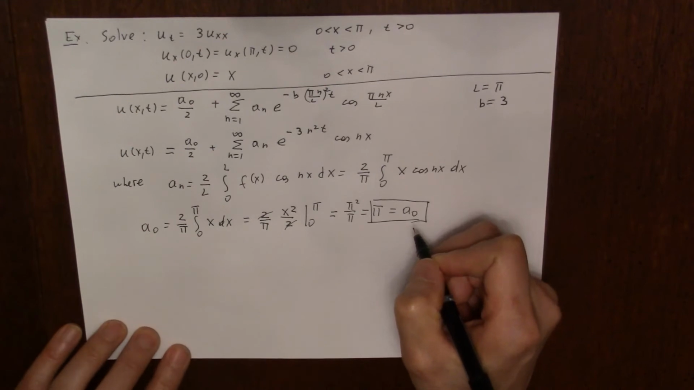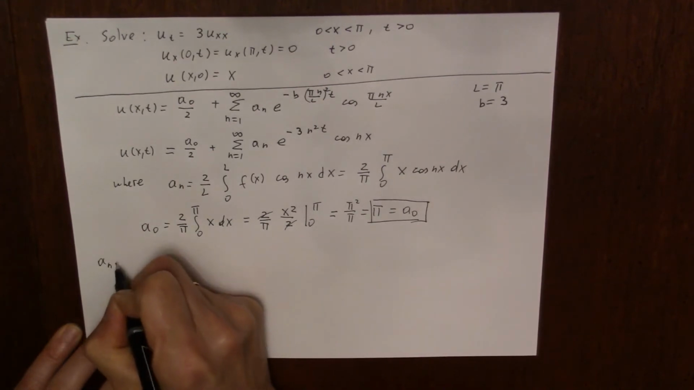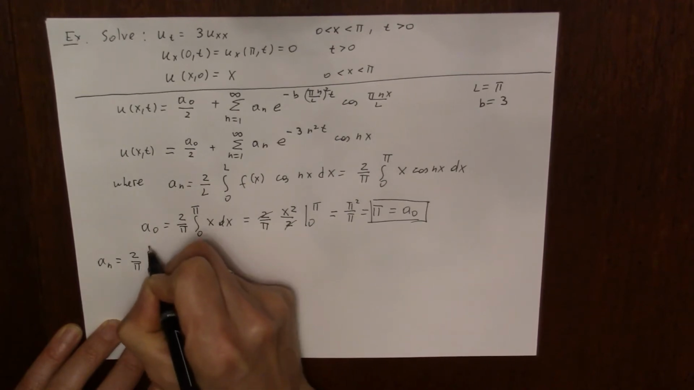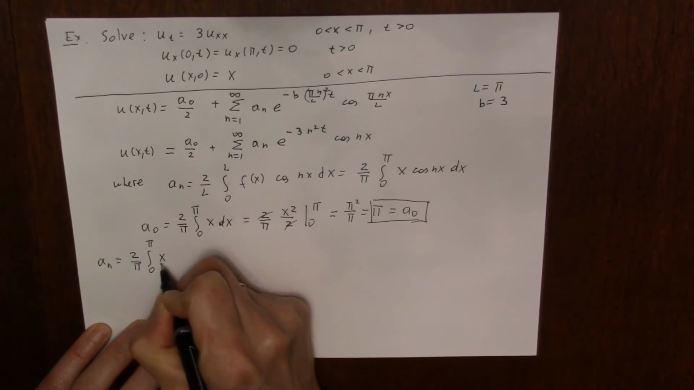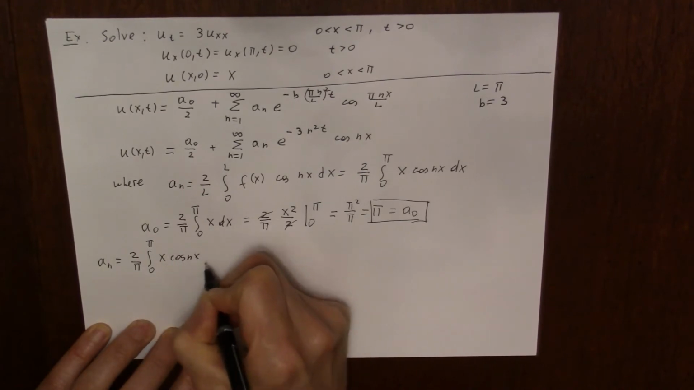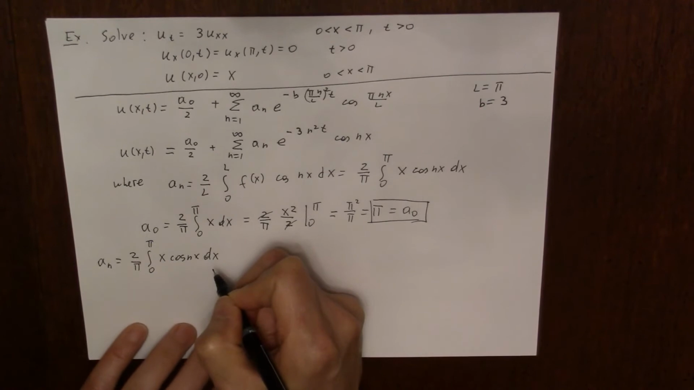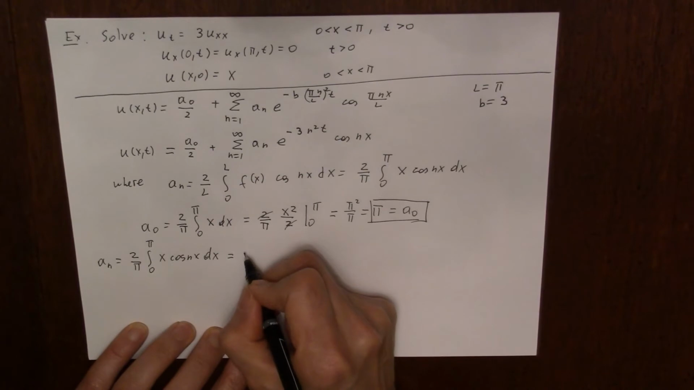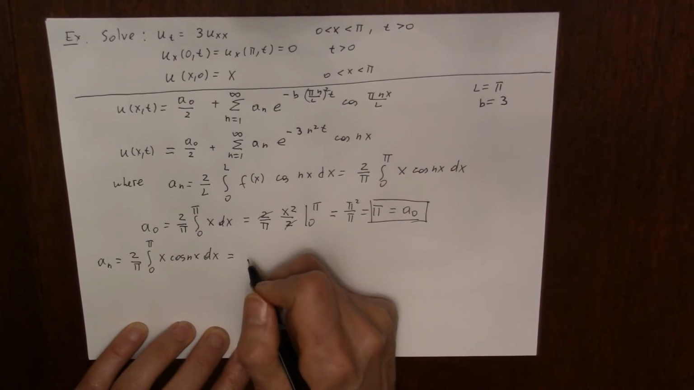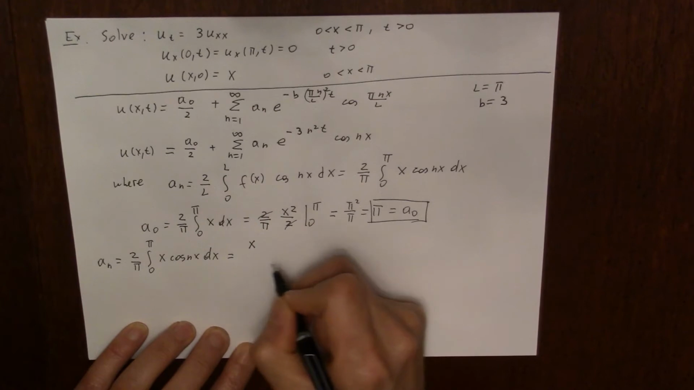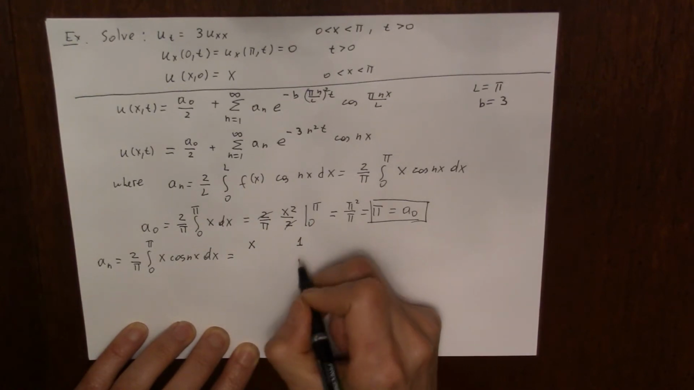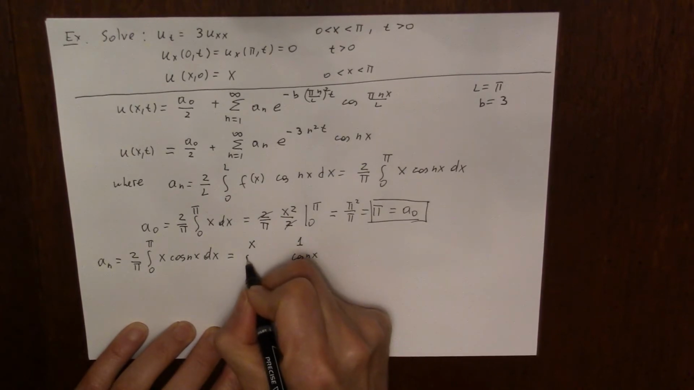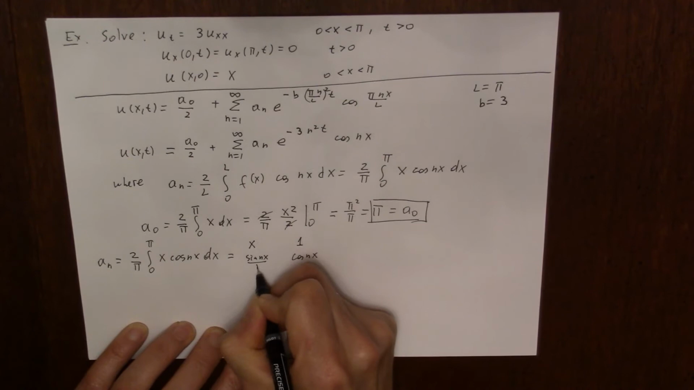Now, to find a_n, when n is not equal to 0, we're going to write 2 over pi, integral 0 to pi, x cosine nx dx. So we're going to do integration by parts. When we do integration by parts, we start with u equals x, whose derivative is 1, and we have cosine of nx, whose antiderivative is sine of nx over n.